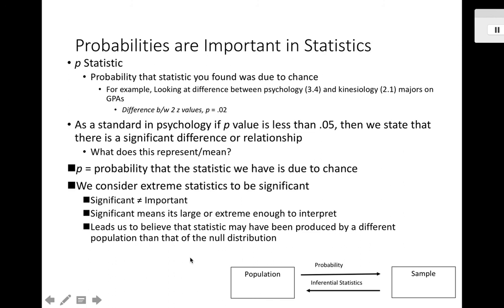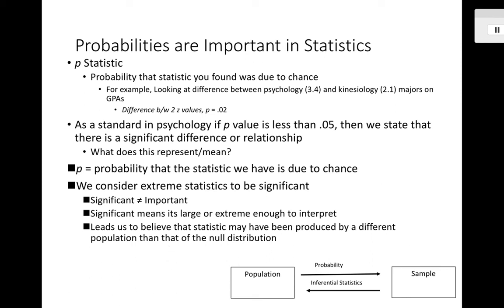Significant for us in statistical testing means it's large or extreme enough for us to interpret and to draw conclusions that there are differences between the numbers. Between what numbers? Between my calculated statistic and the zero value given to me by the null hypothesis.